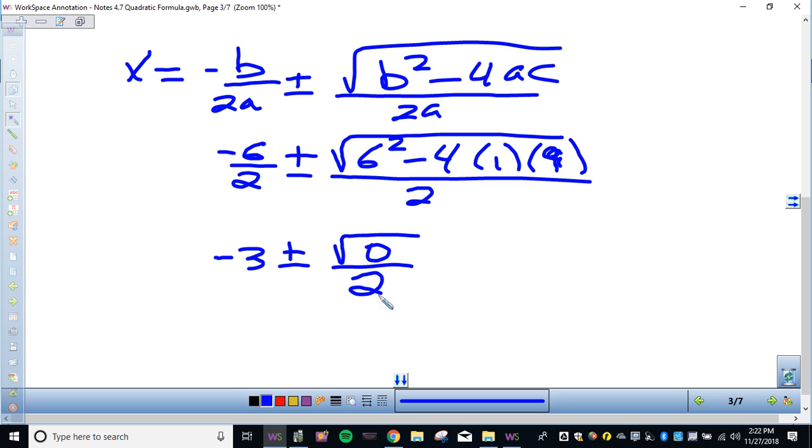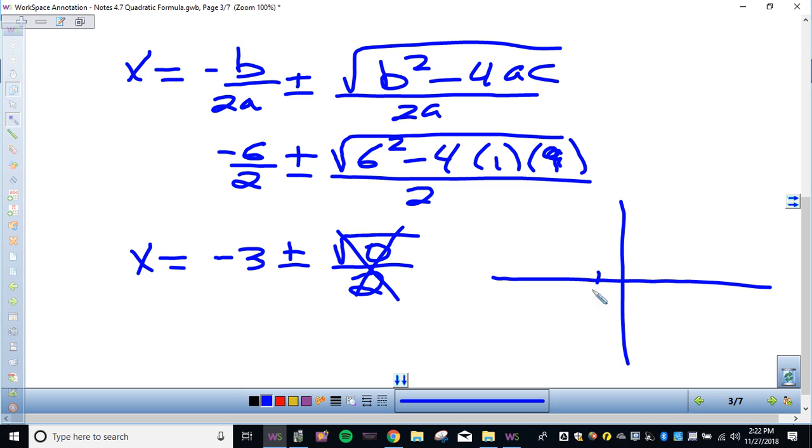And the square root of 0 is still 0. Divided by 2, 0 divided by 2 is 0. So our only answer here is x equals negative 3. So what that means, if you think about it graphically, you just go over negative 1, 2, 3, make a dot, and the parabola is going to be above the x-axis like that.